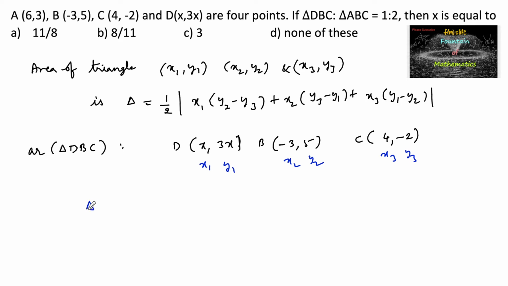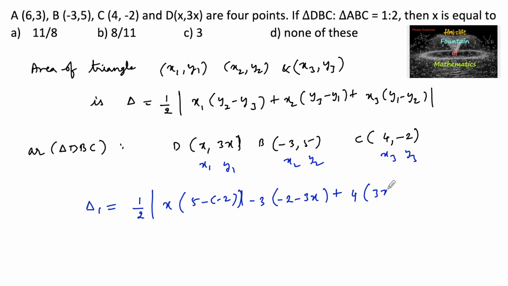So we'll have, let us consider delta 1 is equal to half mod of x1, that is x times (y2 minus y3), that is 5 minus (minus 2), plus x2 times, that is minus 3 times (y3 minus y1), that is minus 2 minus 3x, plus x3 times, that is 4 times (y1 minus y2), say 3x minus 5.